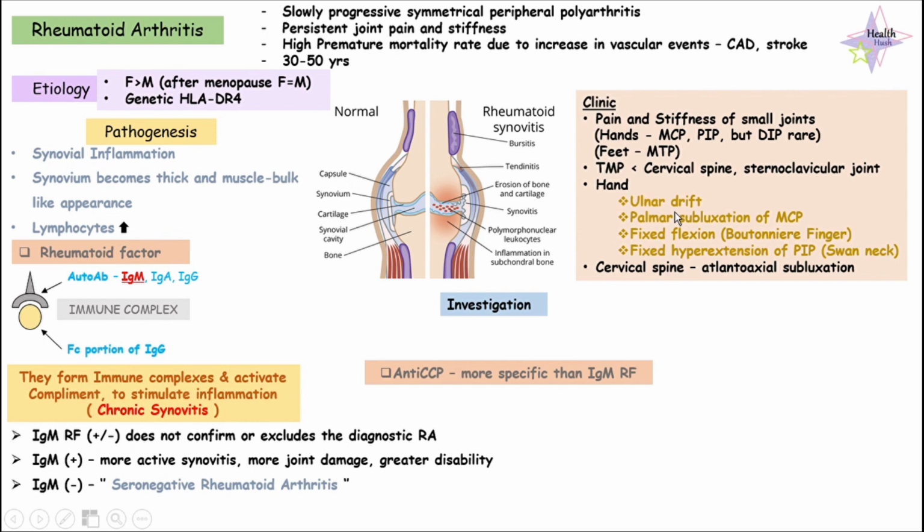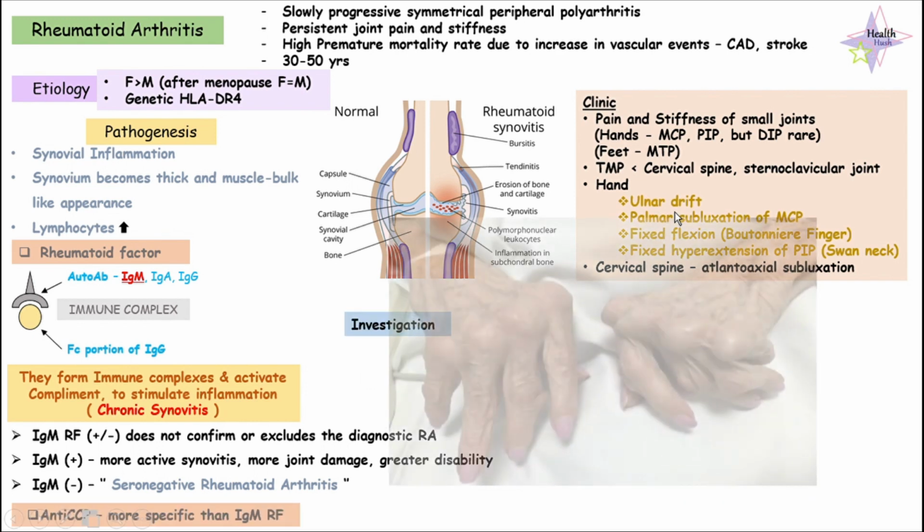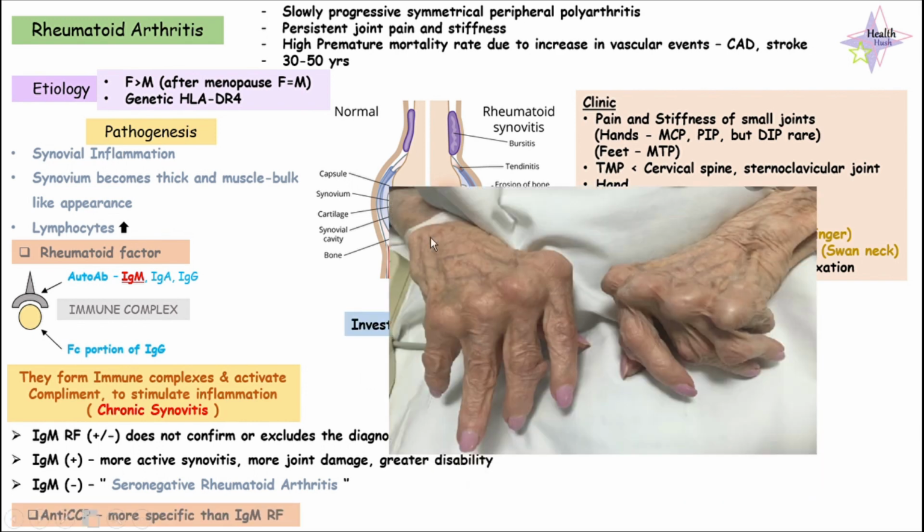The first feature is ulnar drift. So in this patient we can see ulnar drift. We can see that the fingers are deviated towards the ulnar side of the hand in both hands.